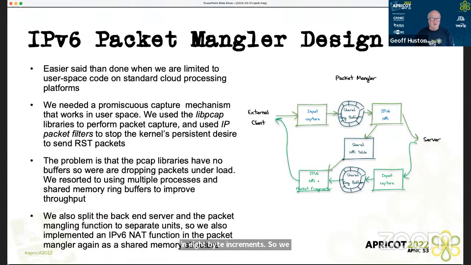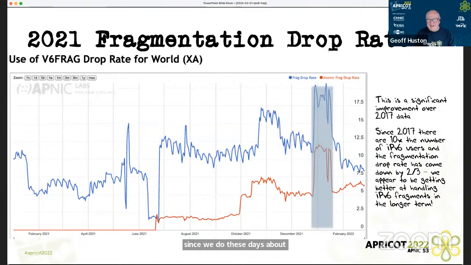The packet mangler was a huge amount of work. There's a slide to say, God, it was difficult. Shared memory spaces, buffers. It took some time to get this all working, but we managed. And here's the basic answer for data right up until a couple of days ago. This is the world's users running V6. So it's not everyone, it's the ones that actually have end-to-end V6, approximately about 30% of the world's users. And we're looking at the overall average fragmentation drop rate day by day.